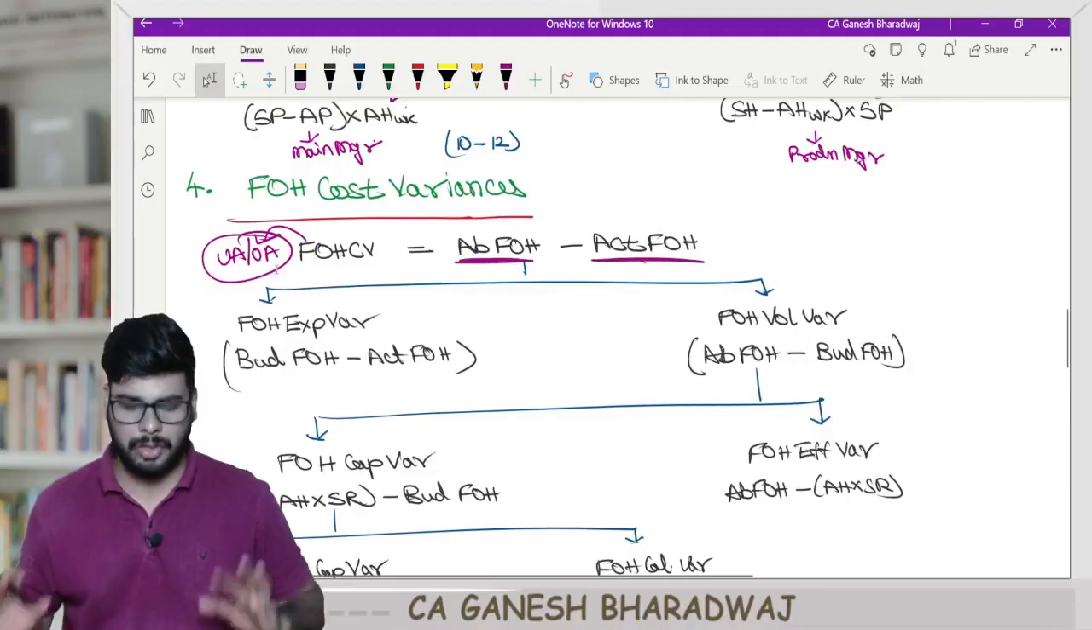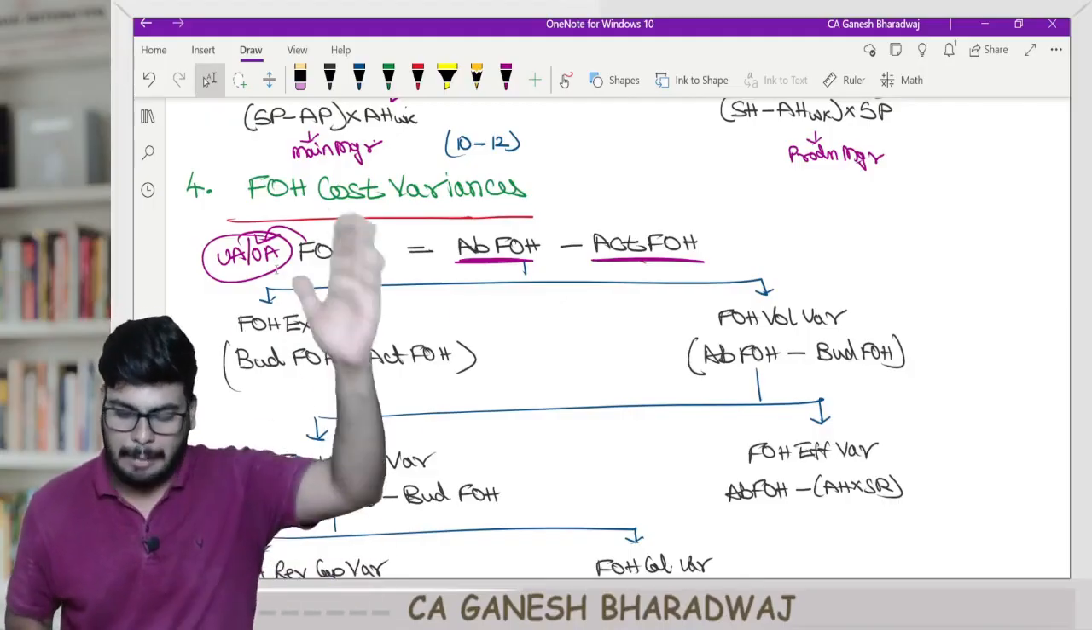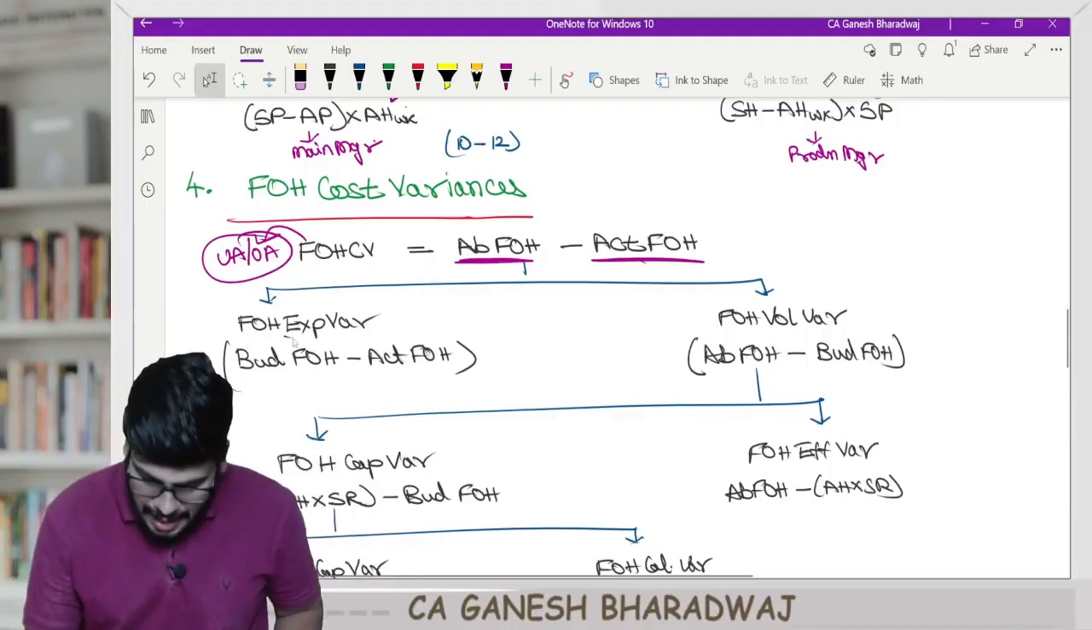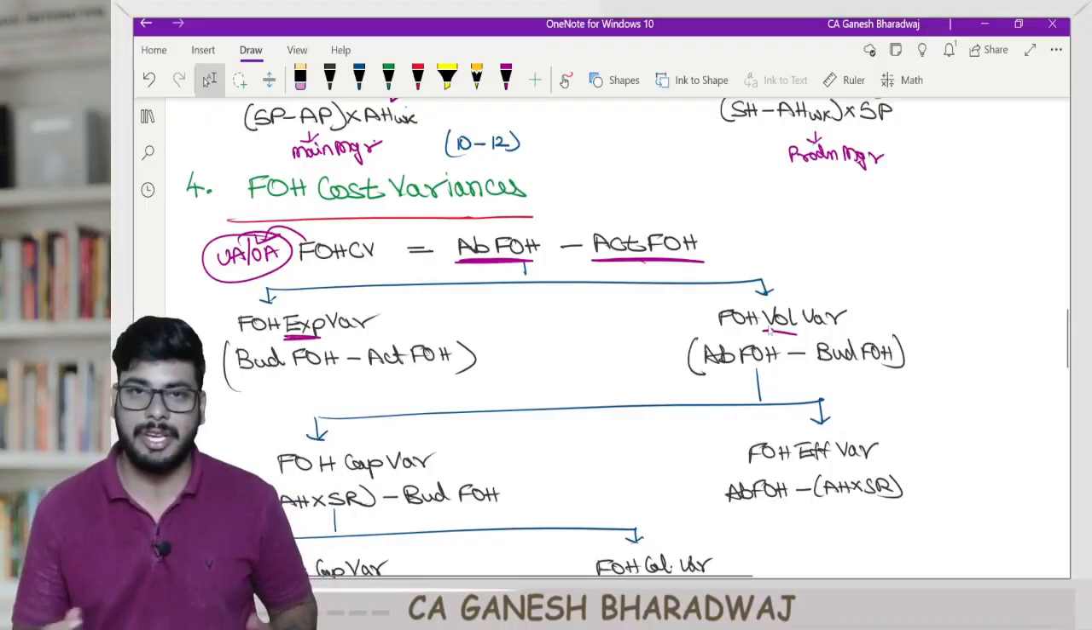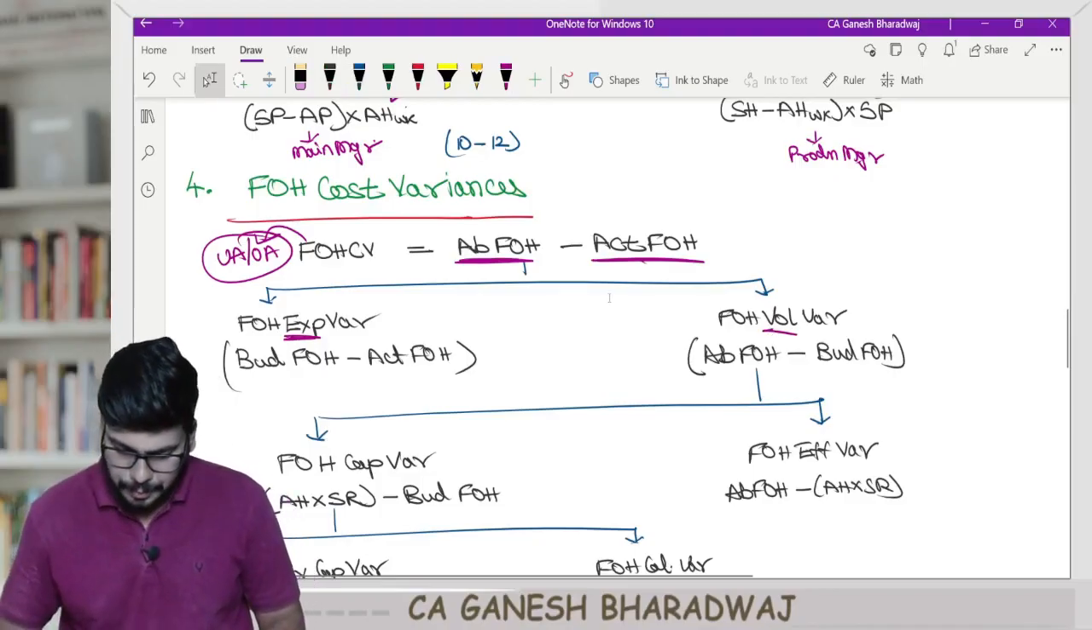Now, fixed overhead cost variance is basically capturing what? Your under or over absorption. The formula was absorbed fixed overheads minus actual fixed overheads. Now, this gets branched into two: expenditure variance and volume variance.